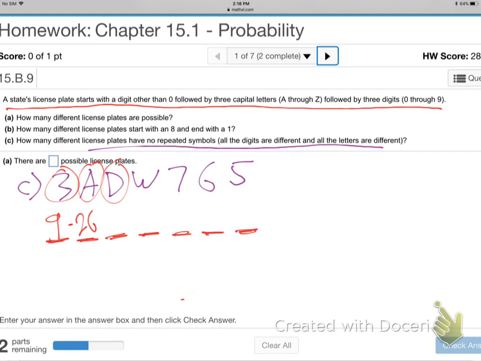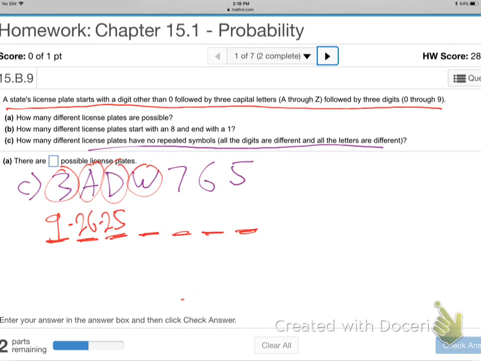I could have chosen anything but not D, because D had already been chosen. I cannot repeat. So I only had 25 options at that point, right? I didn't really have 26 options. I was not free to choose D because I could not repeat. Everybody see that? Next, I chose W.